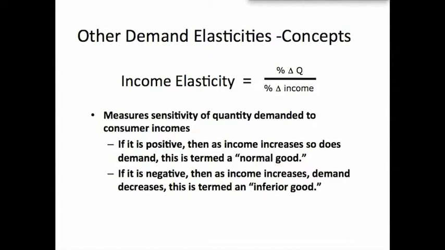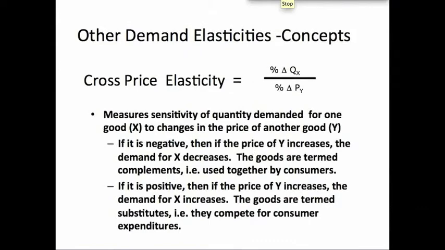So this number can be negative, the income elasticity. If it's negative, it means that as income increases, the quantity demanded decreases. And this is termed an inferior good. So we have thought about a measure of the responsiveness of demand to incomes, and that measure is the income elasticity of a good. Another elasticity concept is called the cross-price elasticity of demand.